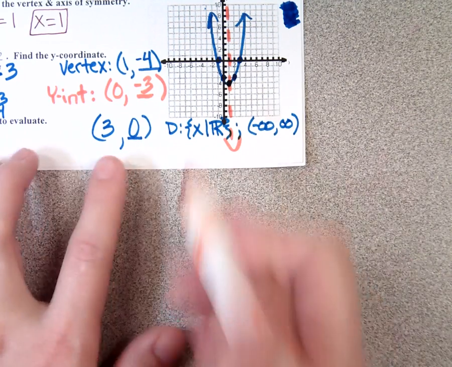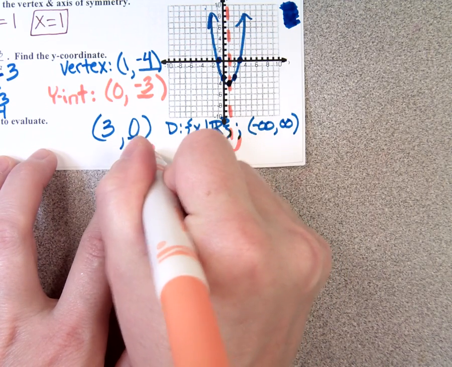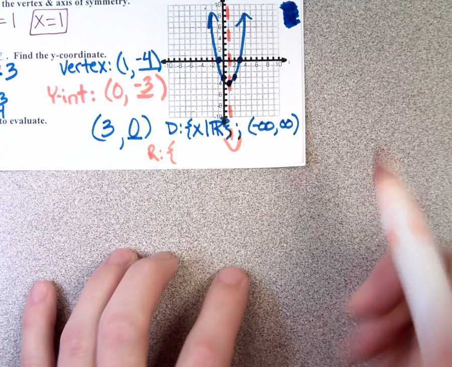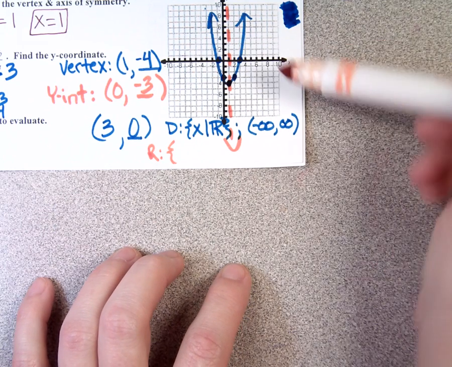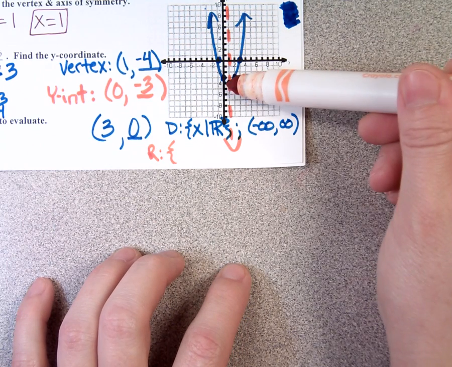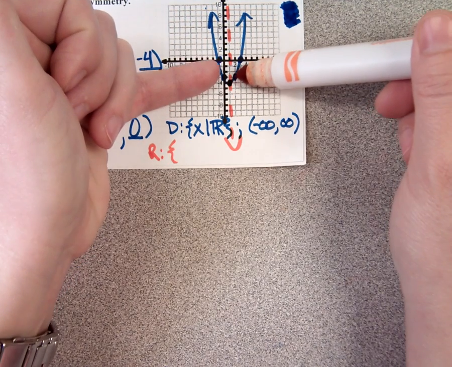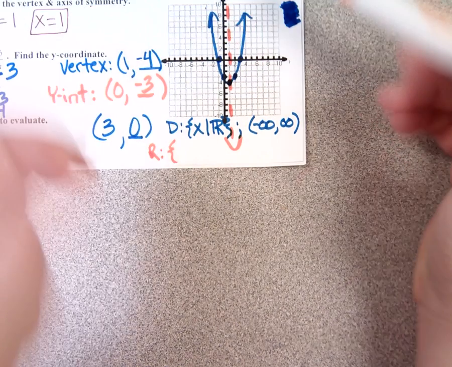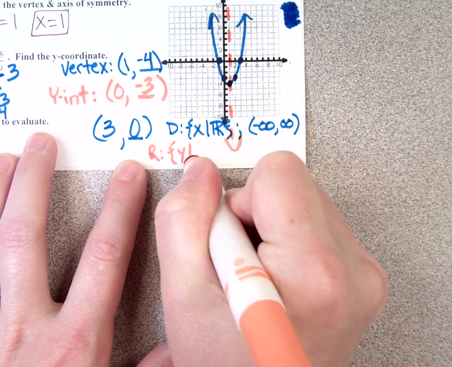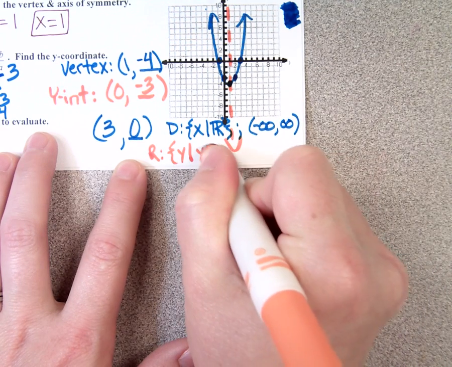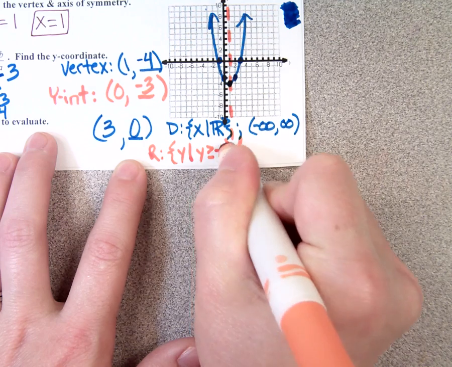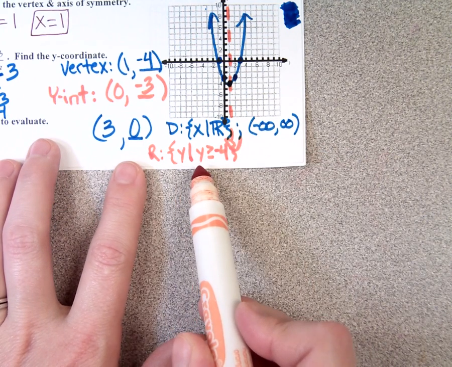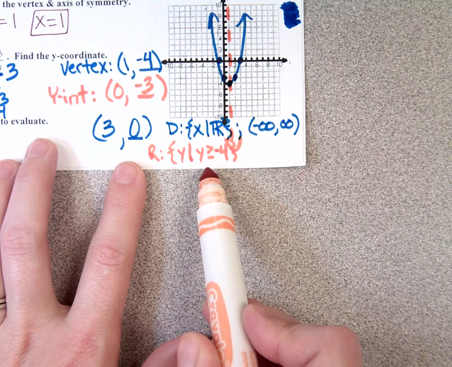Okay, range is a little bit harder. So let's look at range. Range is about your y's. What's your lowest y you have? -4 is your lowest y. And then are your y's getting bigger than -4 or smaller than -4? Bigger. So I say y such that my y's are greater than or equal to -4.